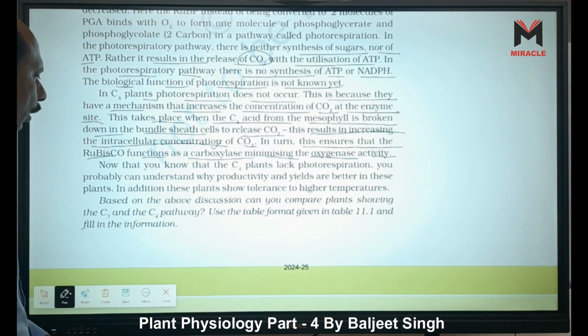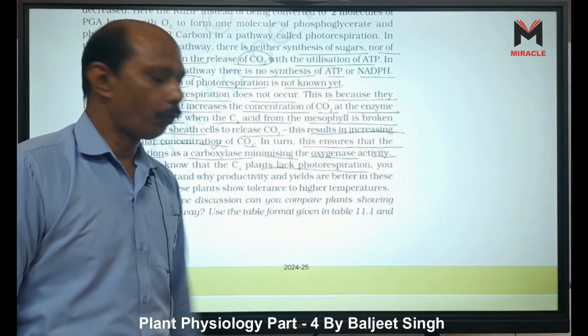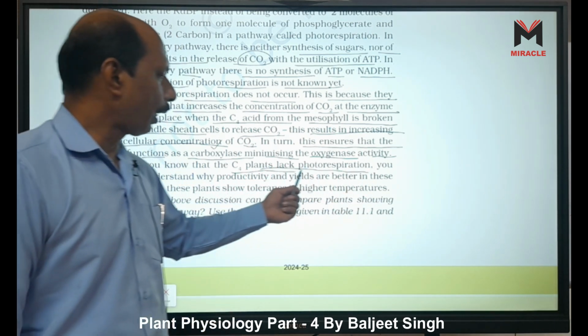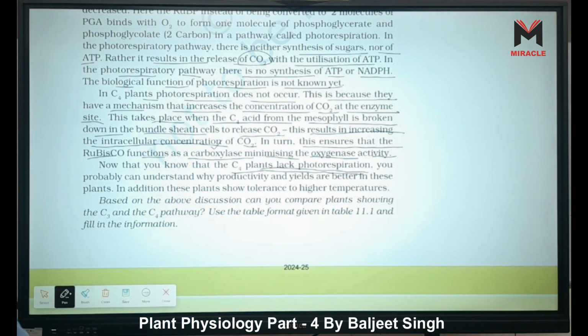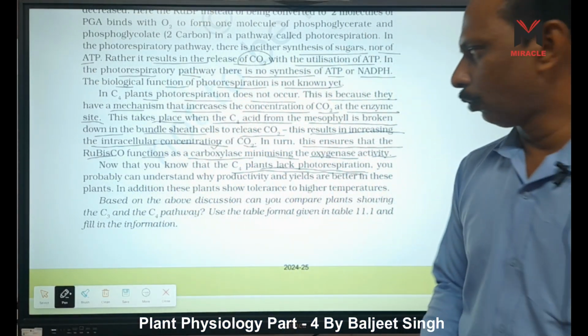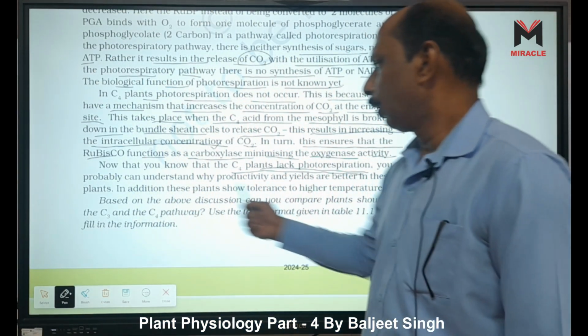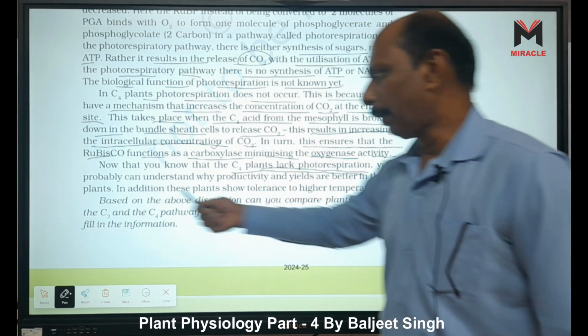Now that you know that C4 plants lack photorespiration, right? Due to the absence of oxygen in bundle sheath cells, and in mesophyll cells, due to the absence of rubisco enzyme, no photorespiration occurs. You probably can understand why productivity and yields are better in these plants.